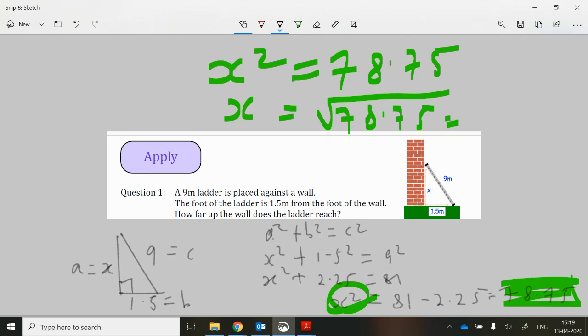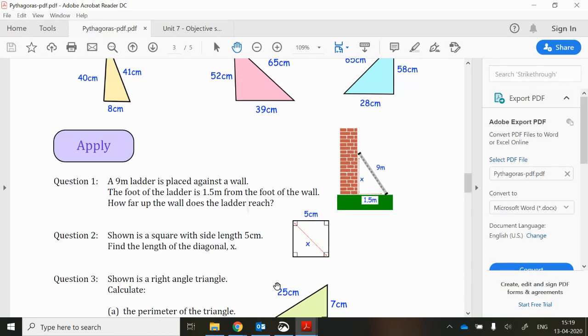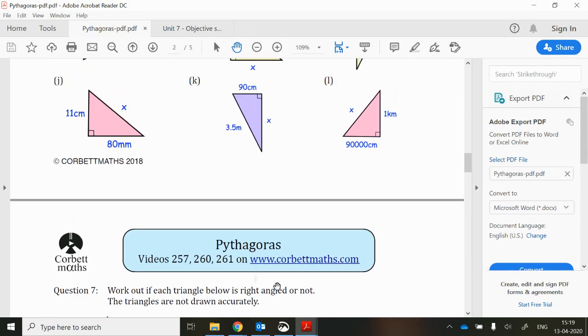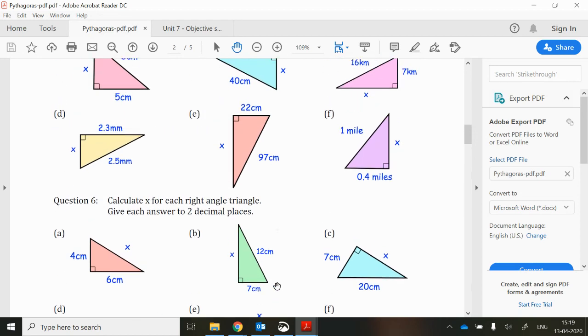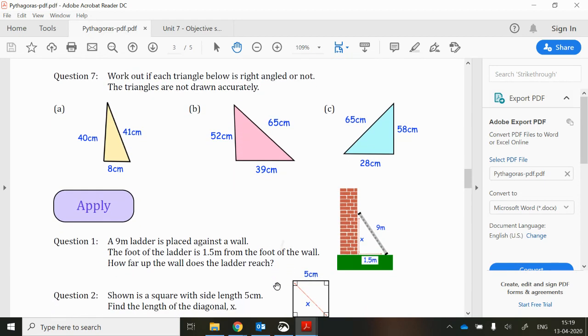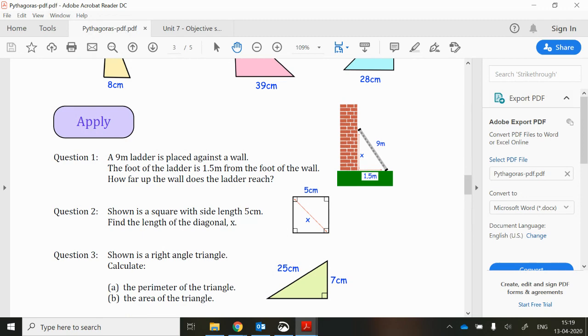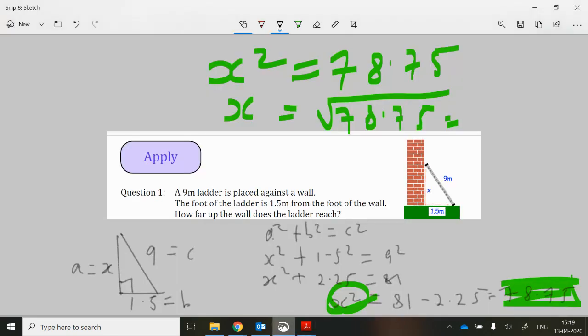It doesn't tell me what I need this in. It doesn't say if I should give answers to 1 decimal place or not. So let's give our answer to a sensible degree of accuracy: 2 decimal places. This gives us 8.8741..., but to 2 decimal places it's going to be 8.87, because there's a 4 afterwards and not a 5. So it's 8.87 meters, to 2 decimal places, 2 dp.